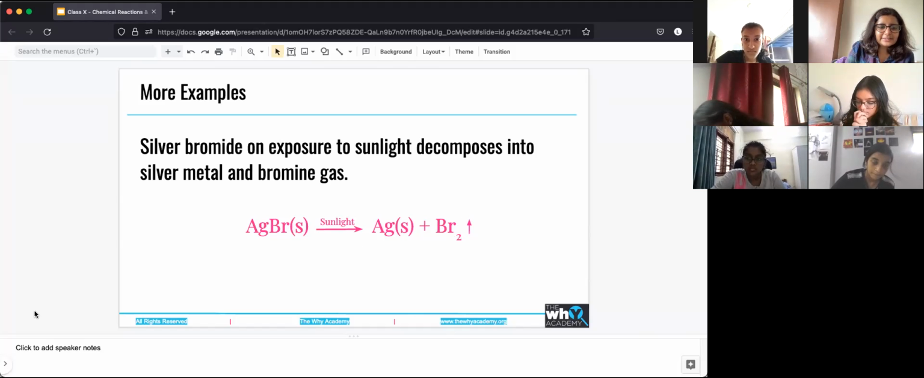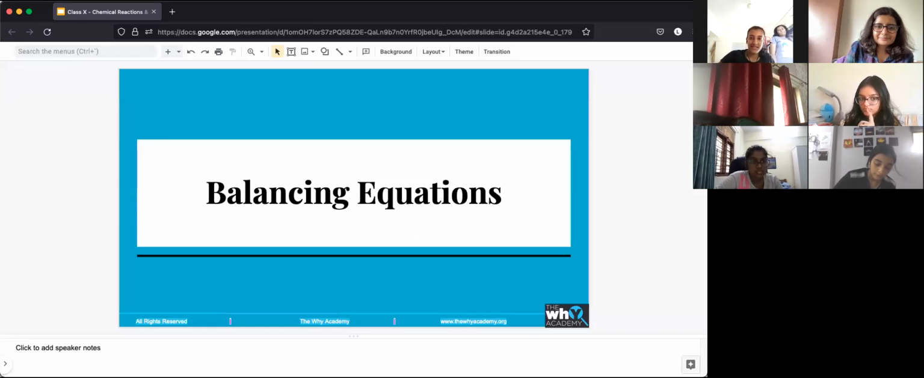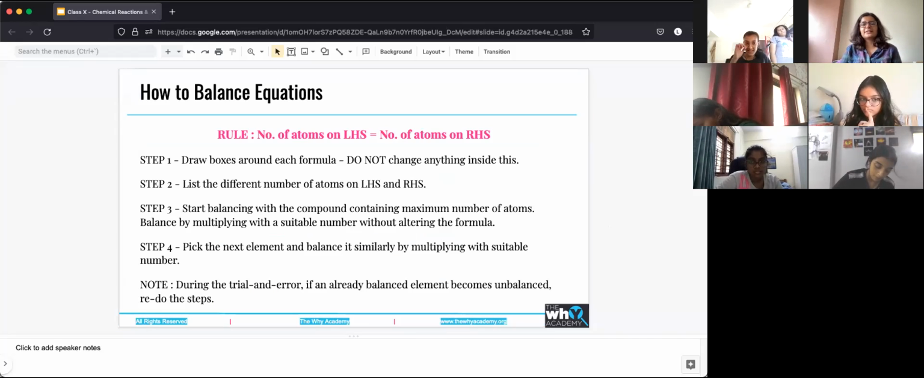Samriddhi, you sent it correctly last time. Why did you change it now, like Ag to Br? Oh, ma'am, actually I put the space between, so I forgot that silver bromide is bonded. So the two will be in front of AgBr, and we'll add a two in front of Ag on the RHS as well. Yes. So now we'll get on to balancing.